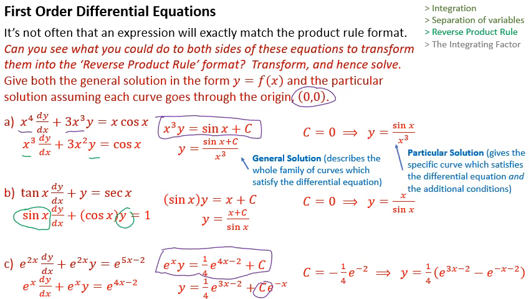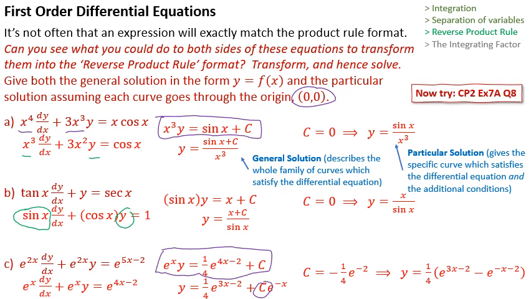And then this will be the particular solution. This tells you the exact curve which not only satisfies the differential equation that we had at the beginning, but it also satisfies the additional condition that you're given, which in this case was the boundary condition that when x is 0, y is 0.